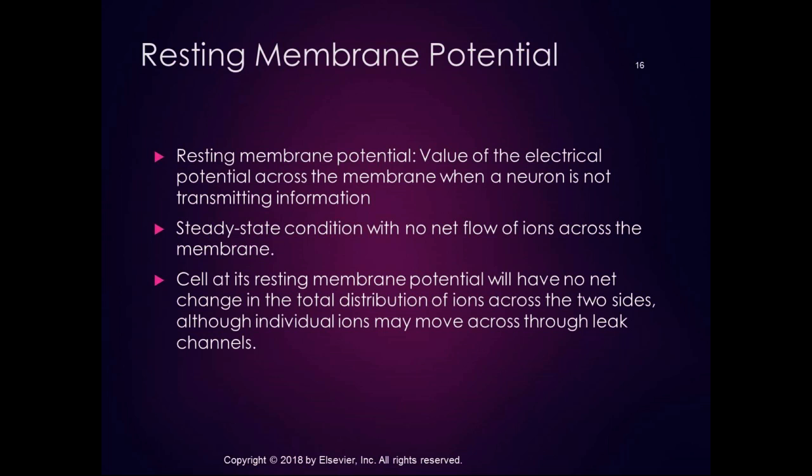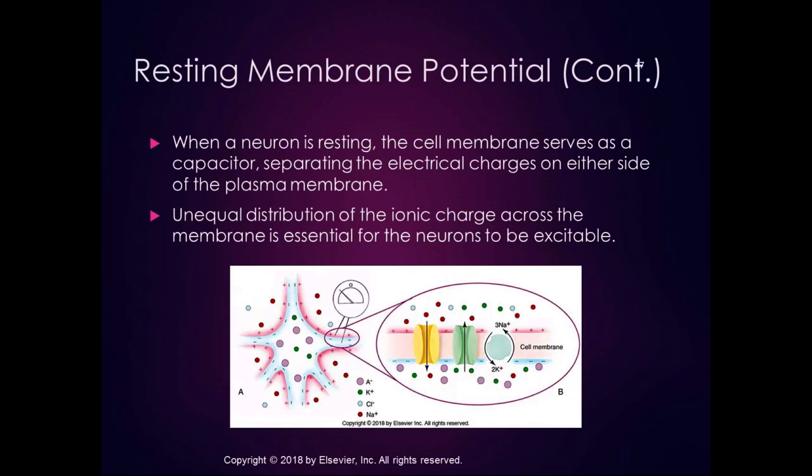So at rest, the cell membrane serves as a capacitor, like I said earlier, separating the electrical charges on either side of the plasma membrane. And the unequal distribution of the ionic charge across the membrane is essential for the neurons to be excitable. So if the ions could just willy-nilly travel across the membrane anytime they wanted, there would be no electrochemical gradient, and the neuron would not be excitable. Something would change and it wouldn't matter because you would be at equilibrium and there would be no change in the charge. So that electrochemical gradient is hugely important for maintaining the excitability of the neurons.